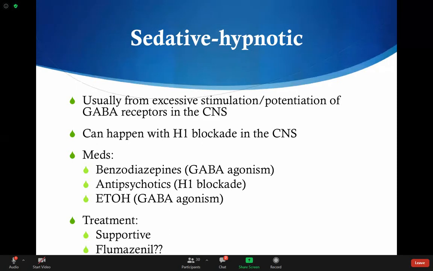You give them oxygen, you give them fluids to treat their hypotension, and you can use flumazenil. It's an anti-benzodiazepine. It's a benzodiazepine receptor antagonist. The problem with flumazenil is if the patient is a chronic user of benzodiazepine, they're going to have withdrawal and they can have seizure. And when they have seizure, you want to treat them, you give them benzodiazepine, it may not work.